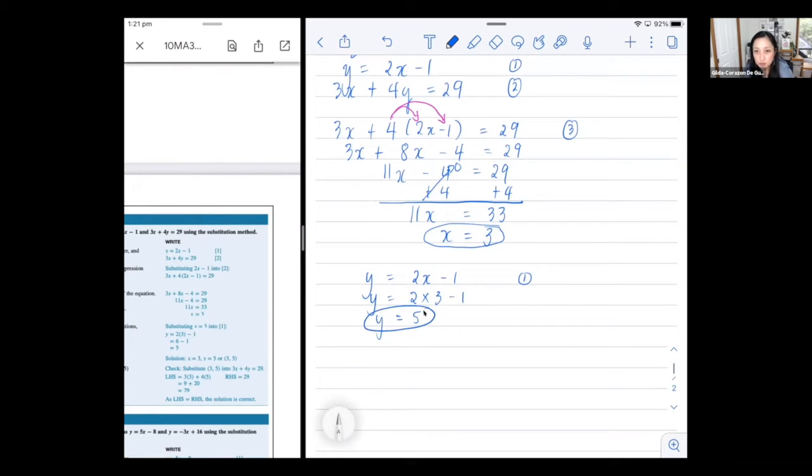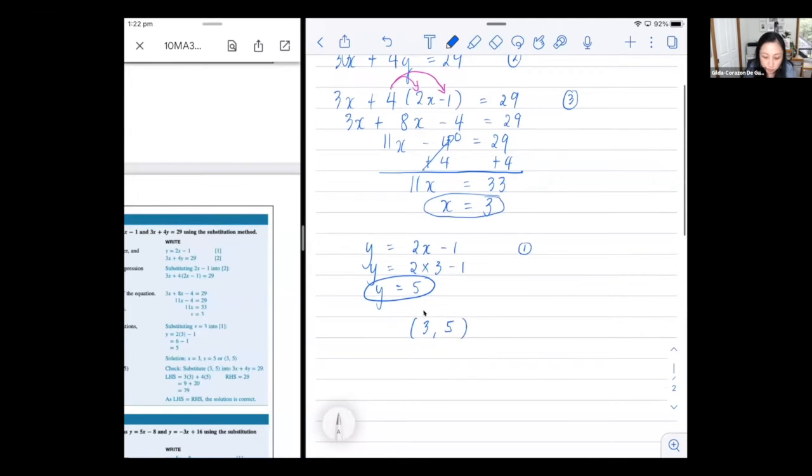Just like when you are graphing or solving by graphing, you would want to write your solution as a pair of coordinate pairs, right? So you would want to write down the value of x first, which is 3, and then the value of y, which is 5. Another way to write down your solution would be you say x equals 3 and y equals 5.